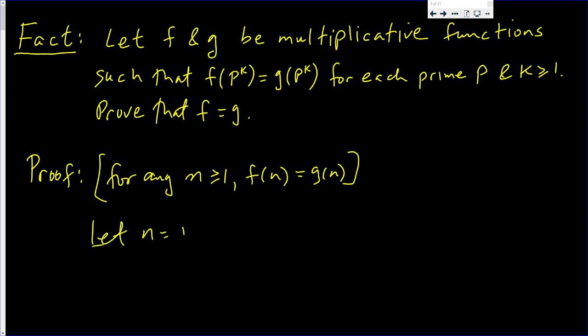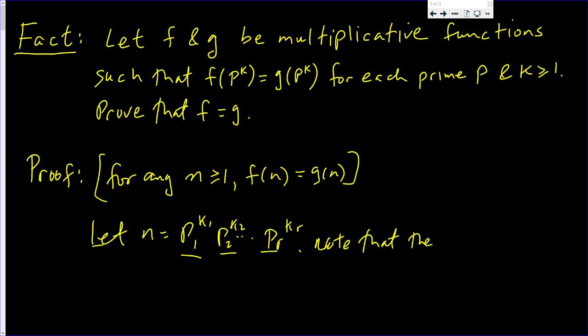let n equal p sub 1 to the k sub 1, p sub 2 to the k sub 2, all the way down to p sub r to the k sub r. Now, these primes are all relatively prime. The GCD equals 1 pairwise. Note that the GCD of any 2 is equal to 1 for i not equal to k.